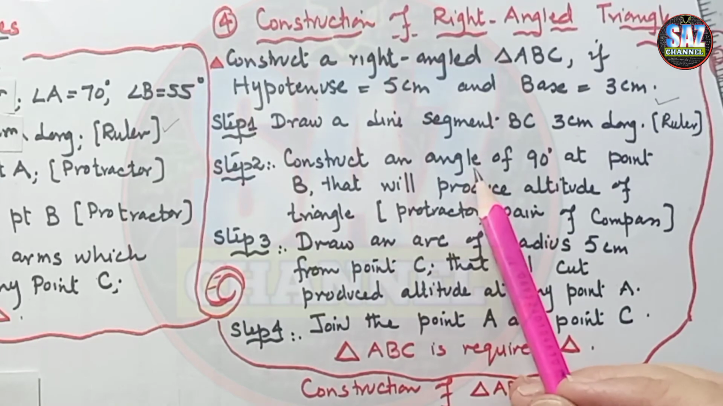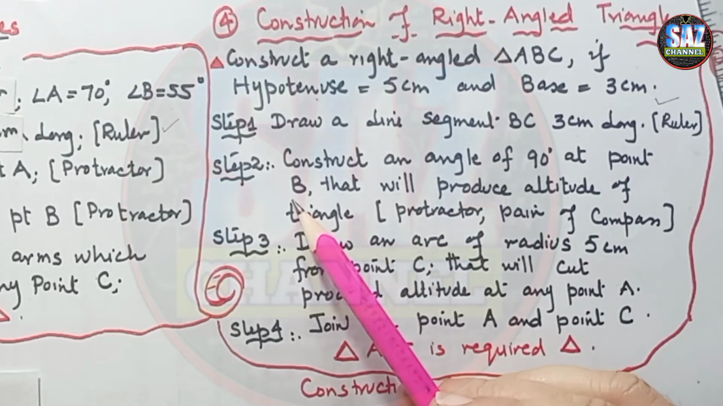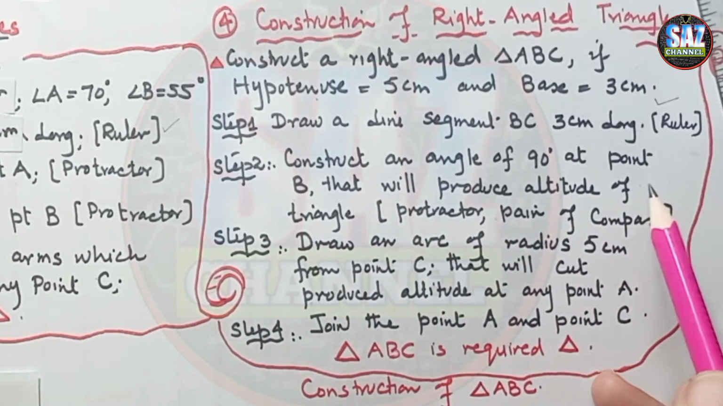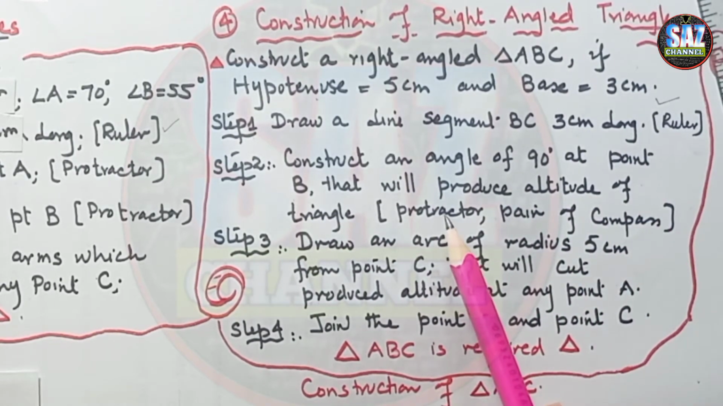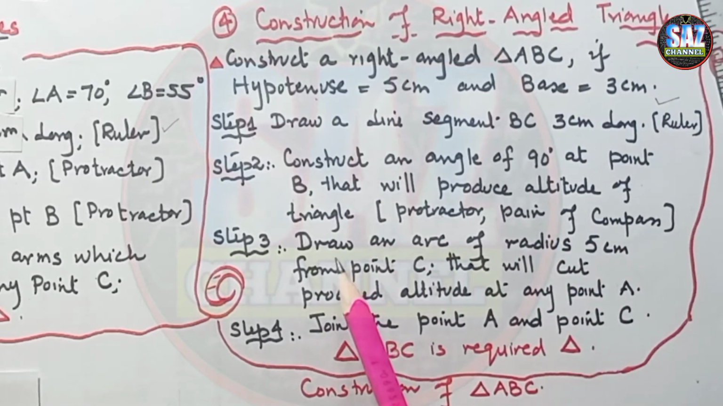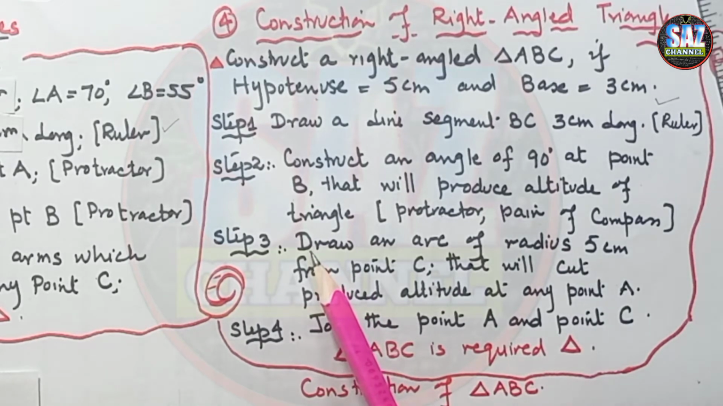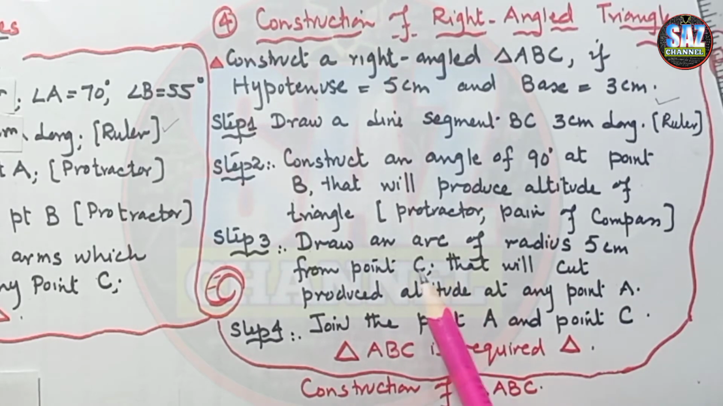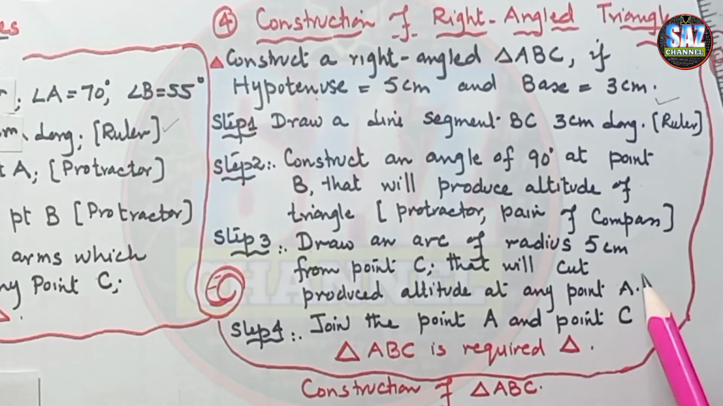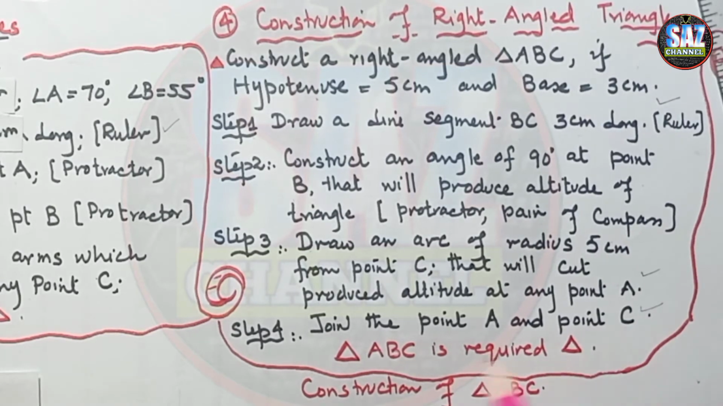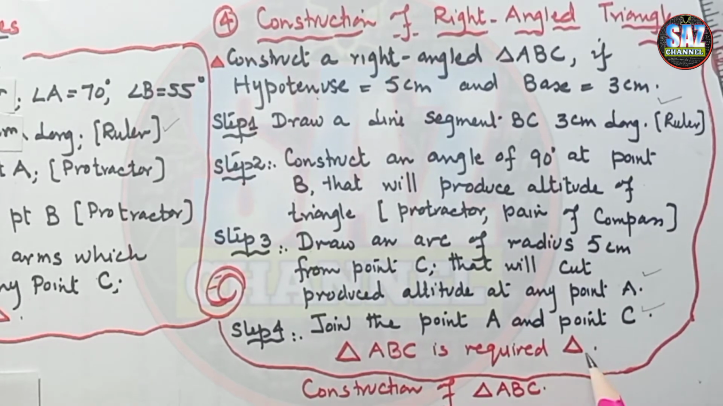Then we have to construct an angle of 90 degree at vertex B, and that will produce the altitude or height of the triangle. For the construction of the 90 degree angle, you can use the protractor or the pair of compass, it's your choice. Then we draw an arc of radius 5 centimeter from point C, and this arc will cut the produced altitude at a point, let it be A. Then we join point A and point C, and in this way we will get our required triangle.